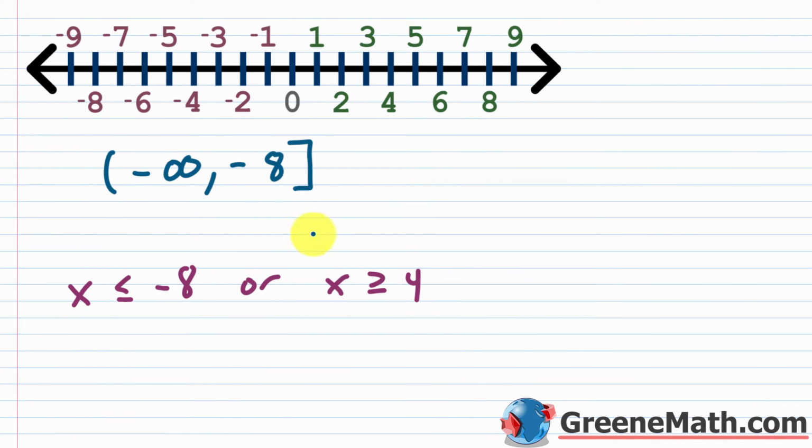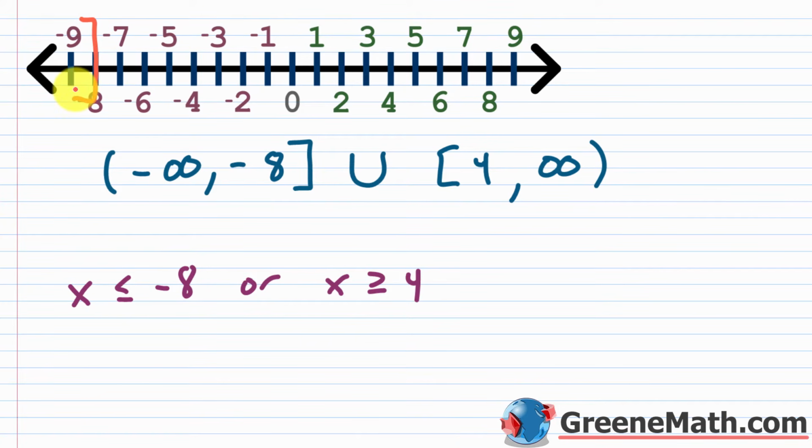So you want a bracket next to negative 8. And then the union with, you want a bracket next to 4 since it's included. And it's going to go out to positive infinity, and then just put a parenthesis there. Okay, so at negative 8, it's going to be included. So I'm going to put a bracket there.